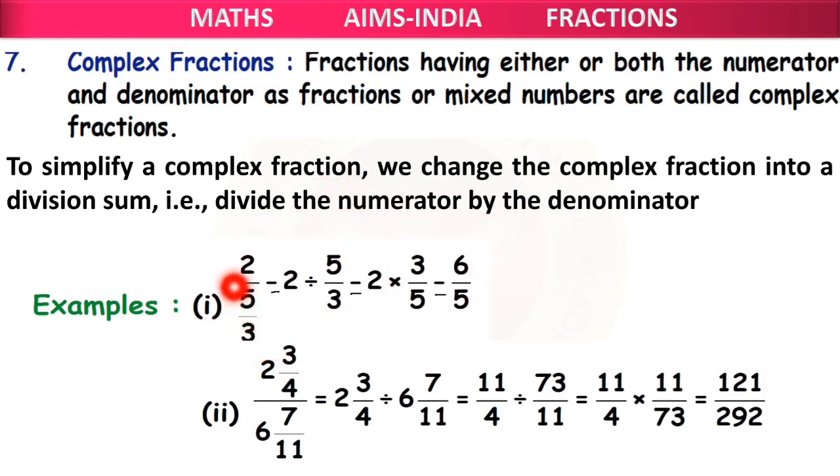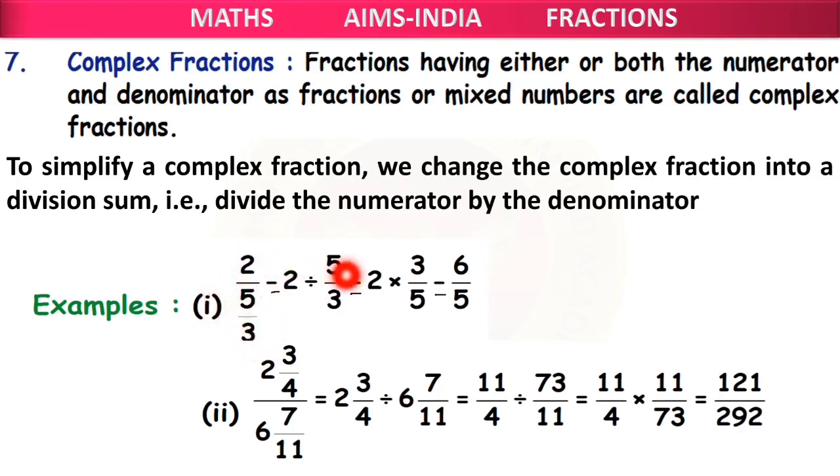Now look at this: 2 by 5 is our numerator. Sorry, 2 is the numerator, divided by 5 by 3, which is our denominator here. Yes students, 2 is the numerator, 5 by 3 is the denominator. Now this is a complex fraction.